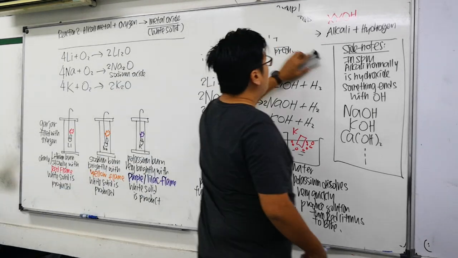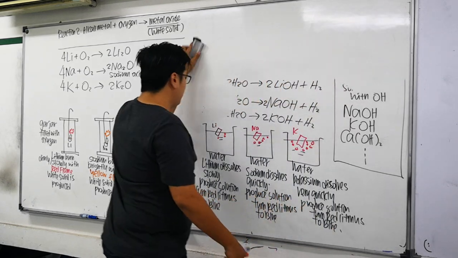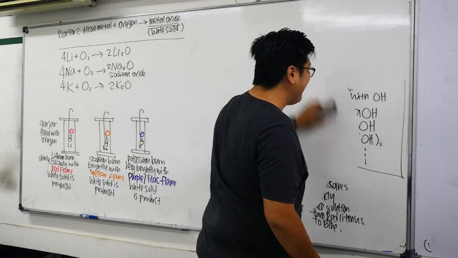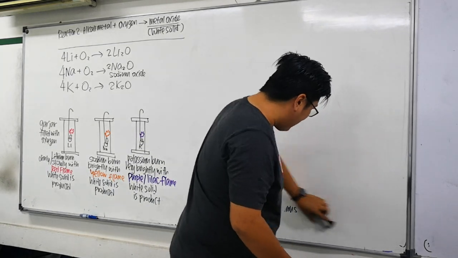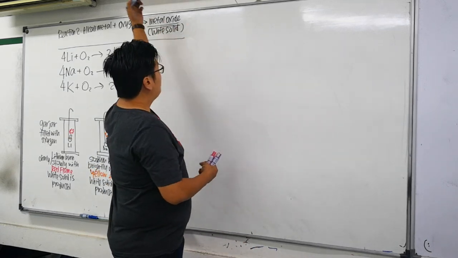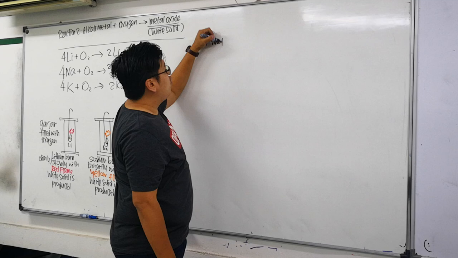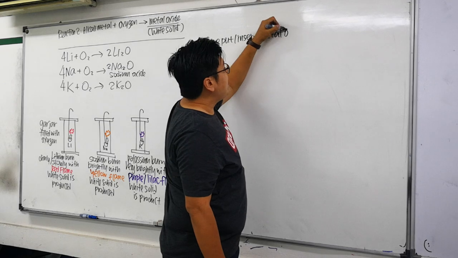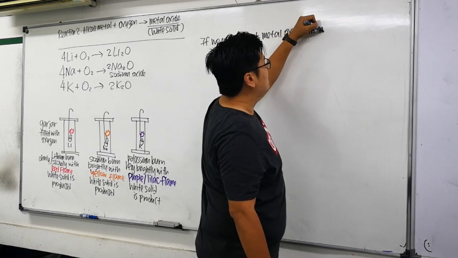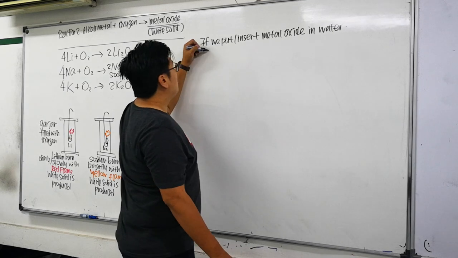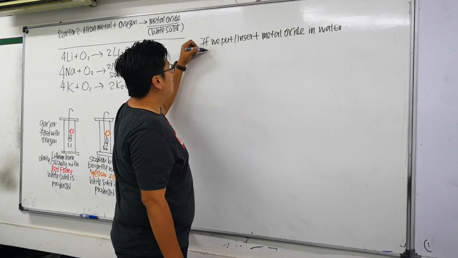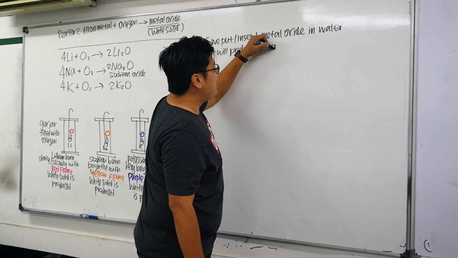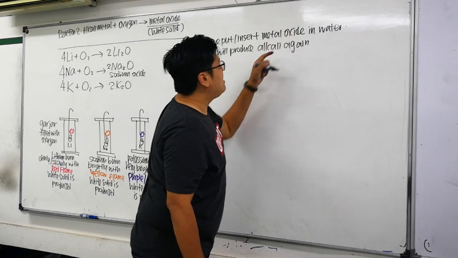Okay, now, after you get the white color solid, if you put it in water, magic will happen again. Okay? So now, if we insert the metal oxide in the water, the magic will happen. It will produce alkali again. Because this is not the first time you do.